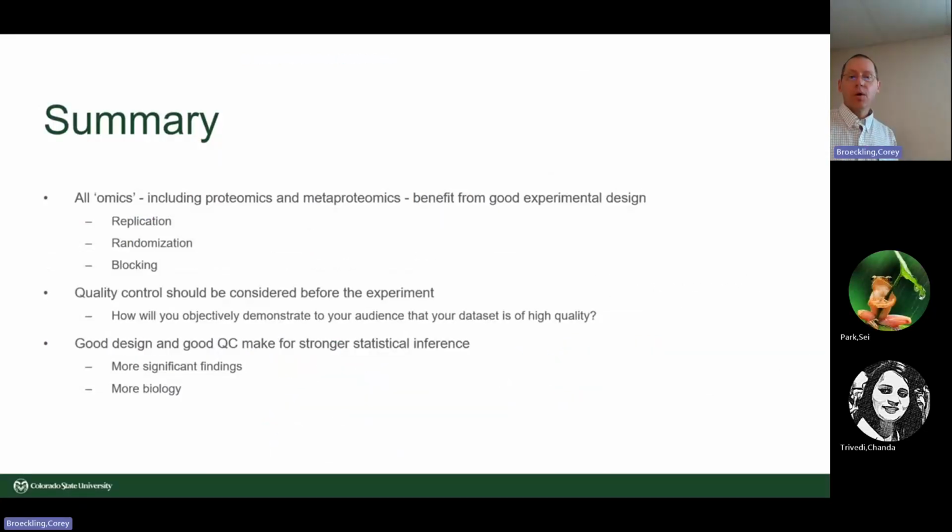Quick summary. All omics, proteomics and metaproteomics included, benefit from good experimental design. You need to be thinking about your experimental design, including replication, randomization, and blocking to ensure that your data is going to generate good results. Quality control is something you should be thinking about before the experiment and evaluating after. Make sure that you can report objective metrics of data quality. And finally, good design and good QC make for stronger statistics at the end. If you want to detect those real changes, replication, randomization, quality control, all of those things make your statistics more sensitive in picking up those true positives and minimizing those false negatives.